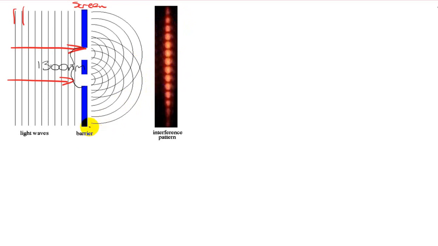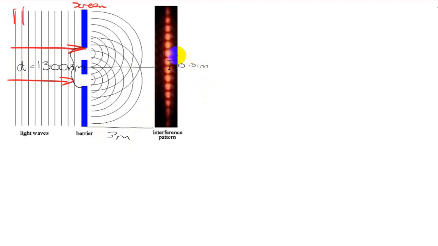Now the distance between the barrier and the screen, I'm going to say is 3 meters as an example. And remember the central maximum is this central antinodal line. The distance from the central antinode to the first antinode up here, let's say is 1 centimeter, so 0.01 meters. So we have d, which was 1300 nanometers, the distance between the screen and the barrier is 3 meters, and the distance between the central maximum and the first antinodal point is 0.01 meters.